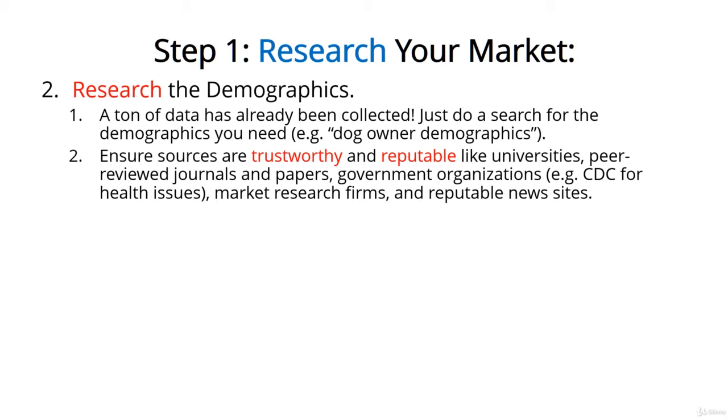Peer-reviewed papers and journals. You can find many of these journals by searching Google Scholar at scholar.google.com. Government organizations. For example, if your target market has some sort of health issue, then the CDC, or Center for Disease Control, may be able to provide you with demographics data on your audience. Market research firms. Some reputable companies are in the business of collecting and providing a large amount of data for business owners like you in different niches.